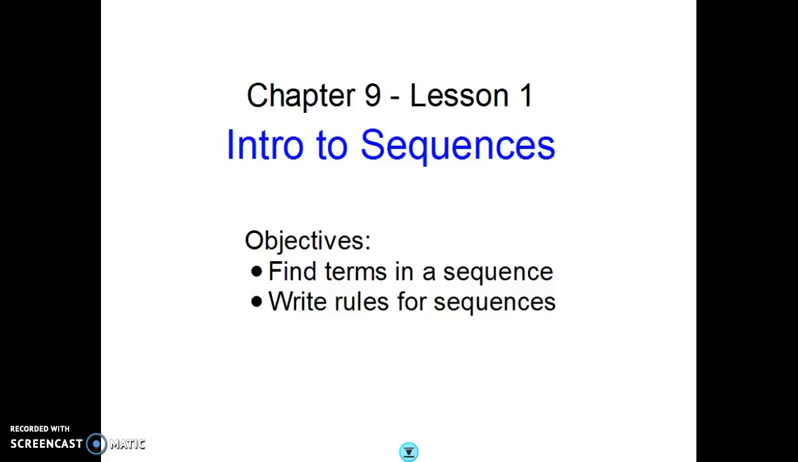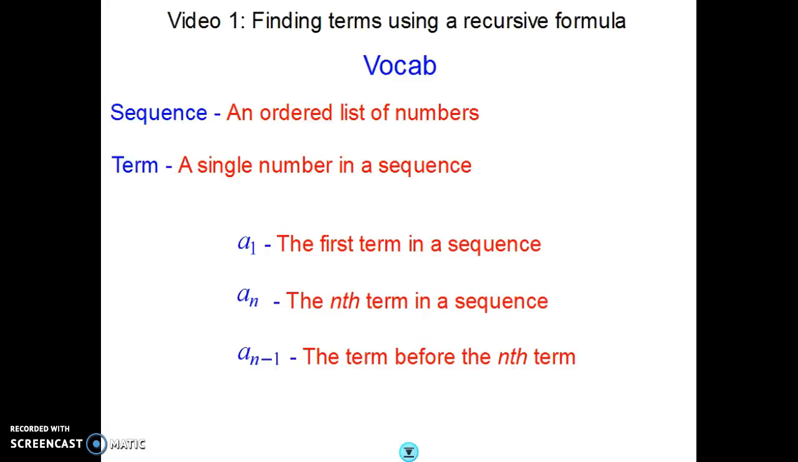In this video set, we'll be looking at Chapter 9, Lesson 1 from your Algebra 2 textbook. This lesson looks at an introduction to sequences. Specifically, we have two main objectives. We want to first be able to find terms in a sequence, and then we also want to go the other direction, and if we're given terms in a sequence, we're going to be able to write a rule for that sequence. In this first video, we'll be finding terms using what's called a recursive formula.